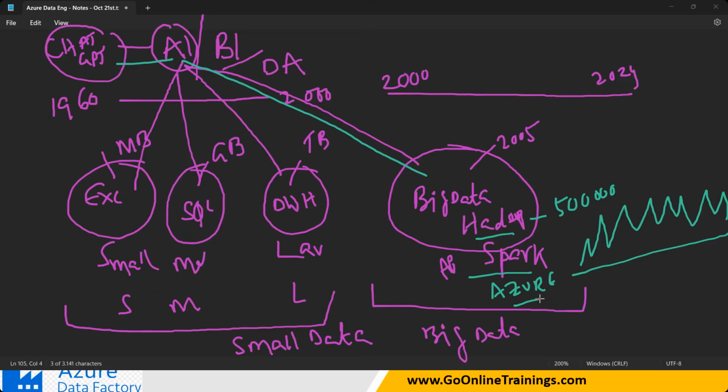AI is not a new technology. AI is a very, very old technology. But why has AI become so popular today? Because AI did not have sufficient data to run. That was the problem. The biggest challenge for AI was that it did not have big data to run.